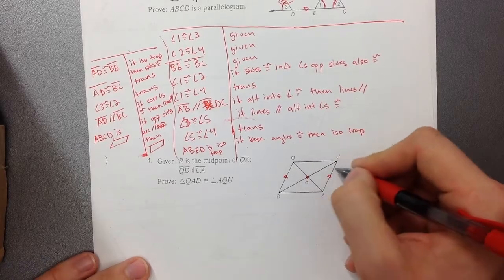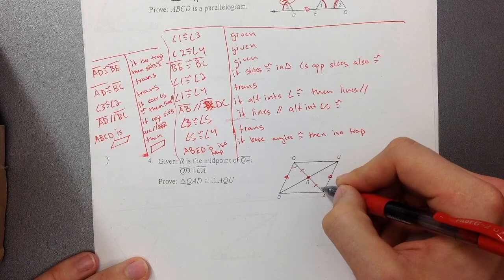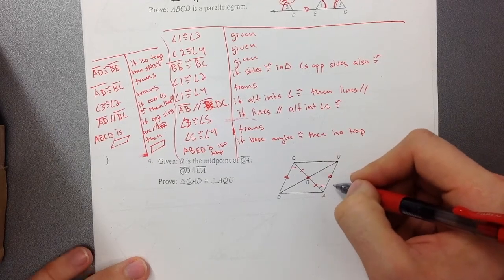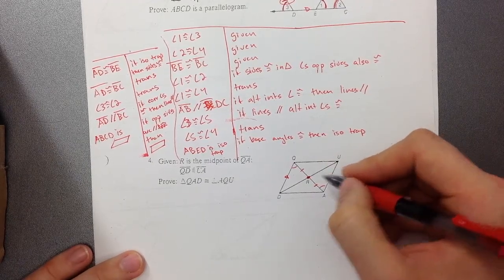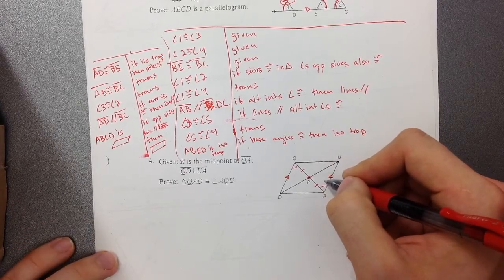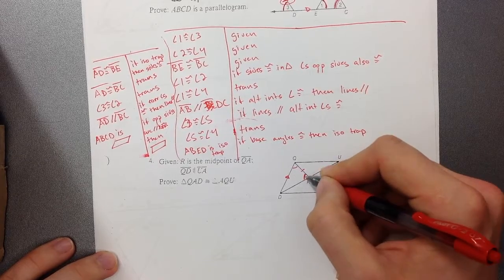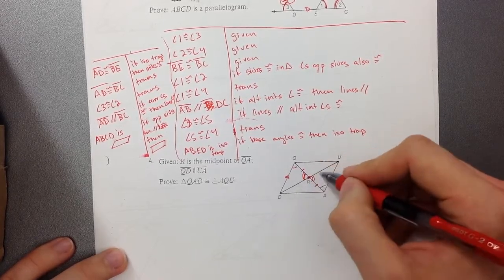So R is the midpoint of QA. That's going to give me these two sides. These two parallel lines are going to give me that one, and then there's one more. And then I'm going to get these two vertical angles right here. What that does is gives me these two triangles congruent.